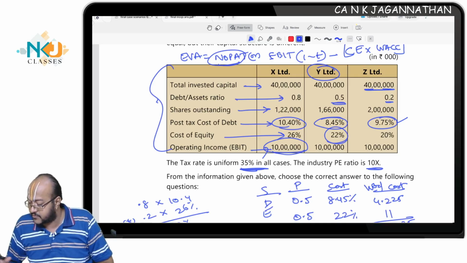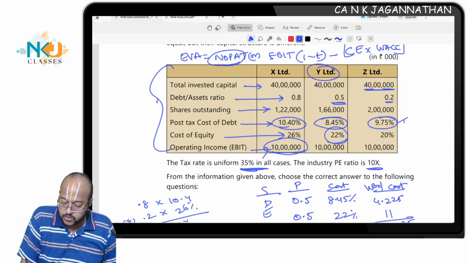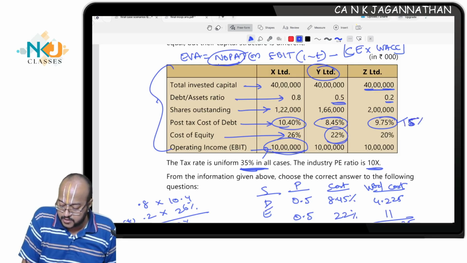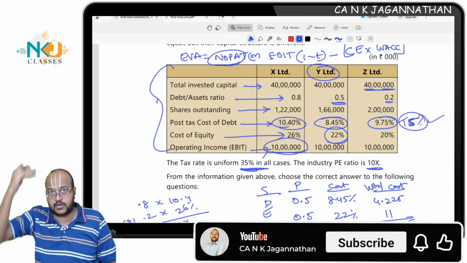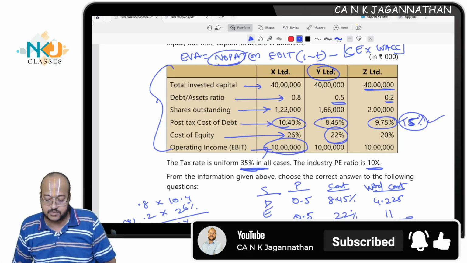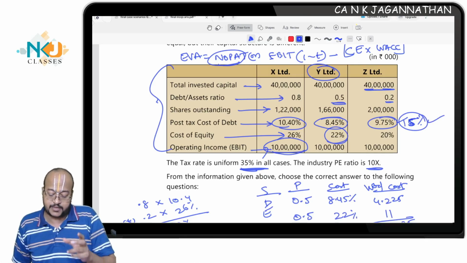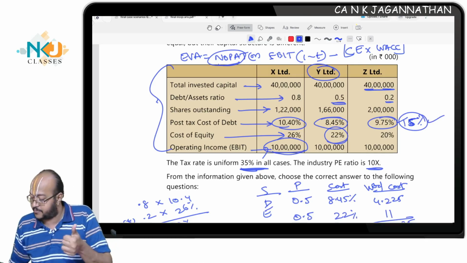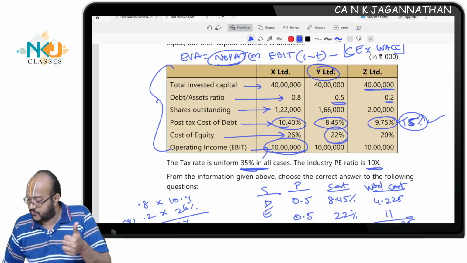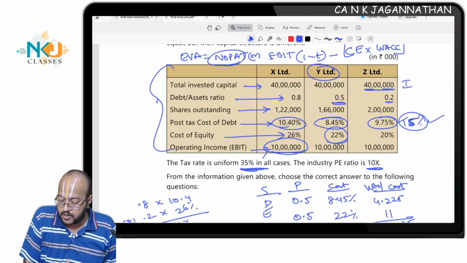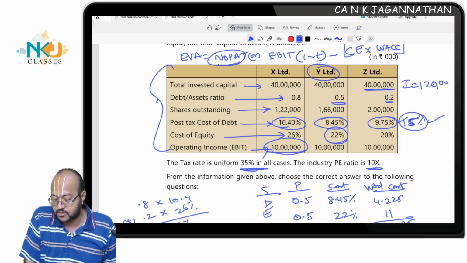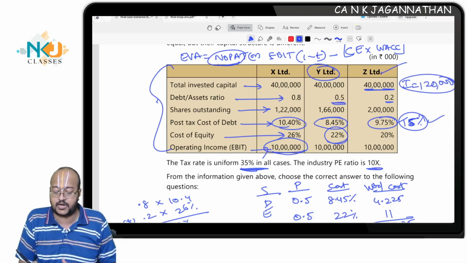9.75 divided by 65% comes to 15%. So 15% is the pre-tax cost of debt. That only you should reduce from 8 lakhs, which is the debt portion. So 40 lakhs into 2%, this is debt, into 15% will be your interest. Into 15%, how much is that? 1 lakh 20. Interest is equal to 1,20,000 in this case. So interest for Z Limited is 1,20,000.